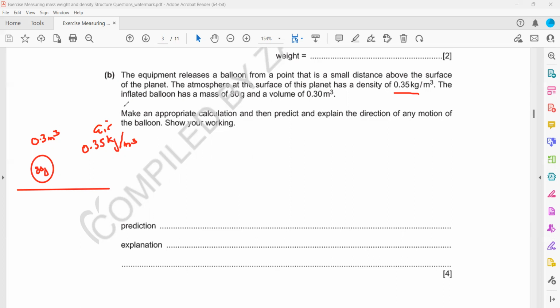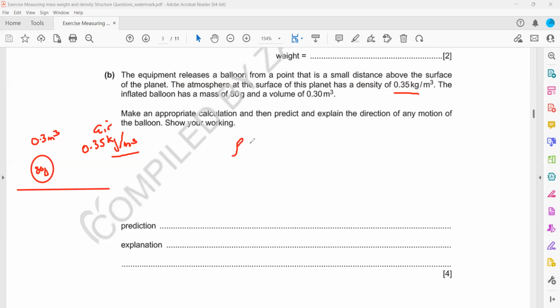How will we predict the direction of motion? If we find that the density of a balloon is higher than the density of the surrounding air, it will sink. If the density of a balloon is less than the density of surrounding air, it will float or it will rise up. So first we have to find the density of a balloon. But to get the density of a balloon, the surrounding air density is in kilogram per meter cube.